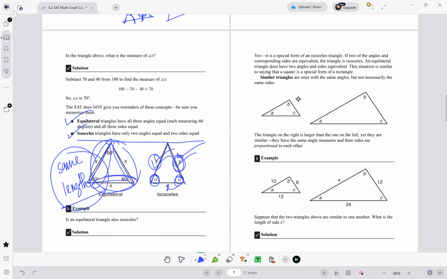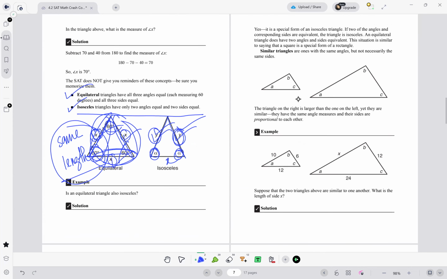For this triangle, this is x, the opposite side of the 60-degree angle. This is x, and for this 60-degree angle we have x, and for this 60-degree angle we have x. So all of these angles are 60 degrees, and that's why this is x, this is x, and this is x. All of them are the same.